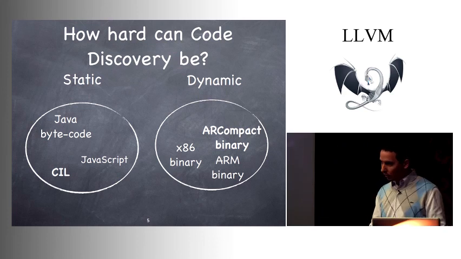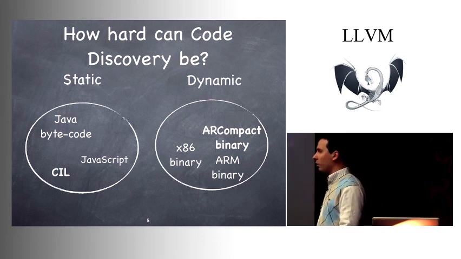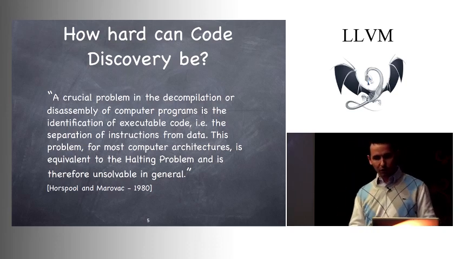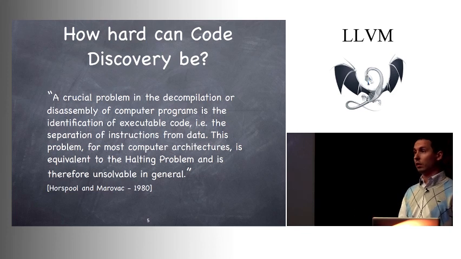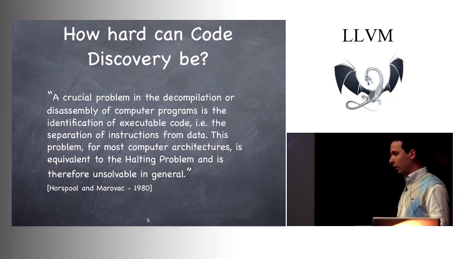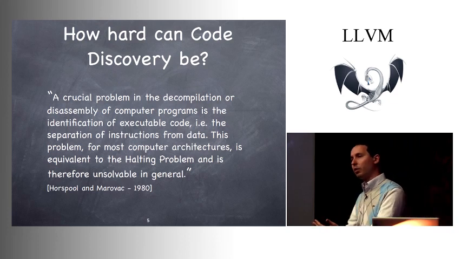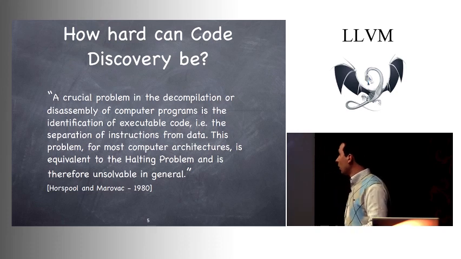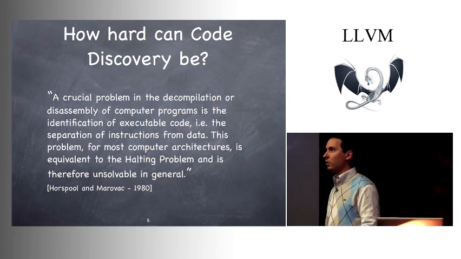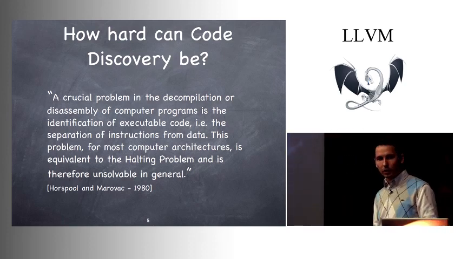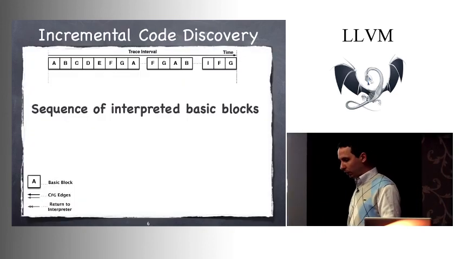Now this isn't anything new. Already in 1980, Horspool and Marovac proved that the problem of identifying executable code, so separating instructions from data in a binary, is equivalent to the halting problem and therefore unsolvable in general. So there's just no way to look at a binary and precompile it up front. That means that when you're doing dynamic binary translation or instruction set simulation for such instruction sets, you have to incrementally discover code in hotspots.